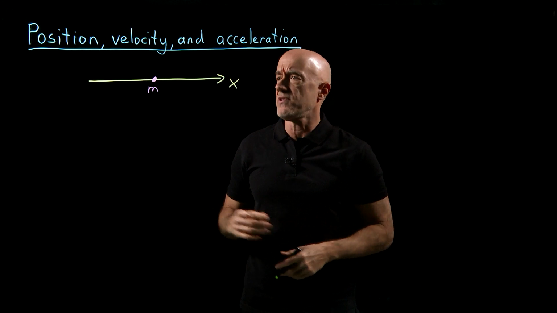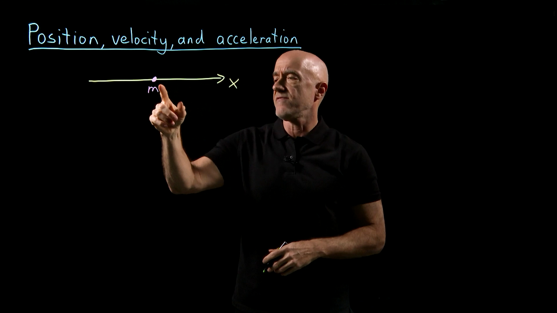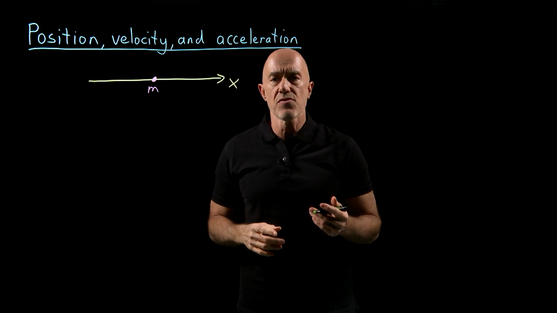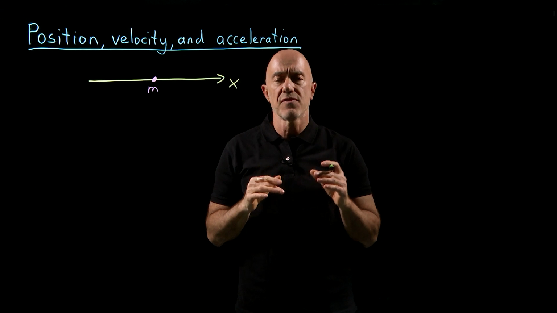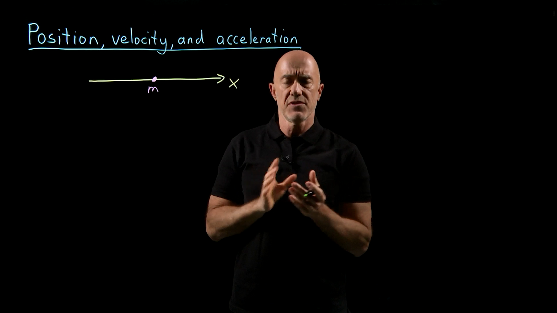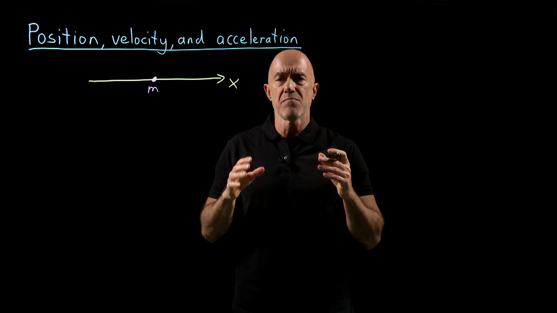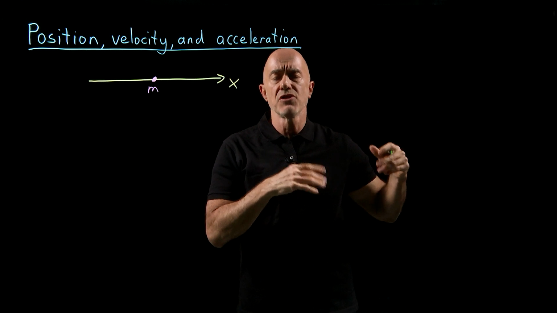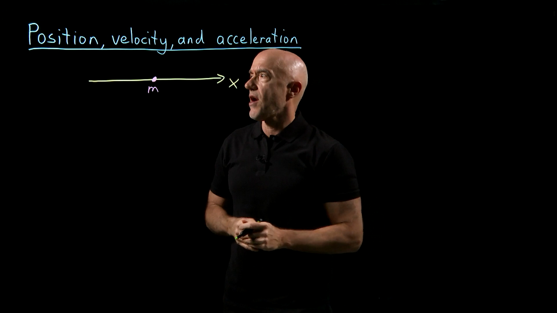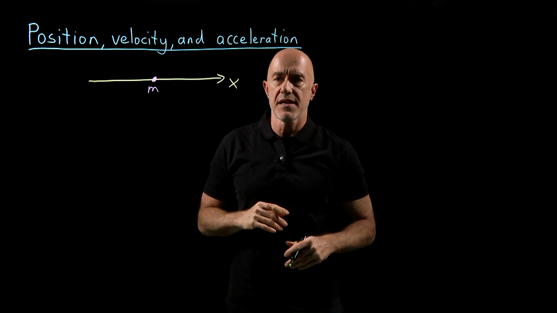So a positive velocity means the mass is moving to the right, and a negative velocity means the mass is moving to the left. The acceleration then is how much the velocity is changing. So a positive acceleration means the velocity is becoming larger and larger on the positive side. Okay, so how do we use calculus to define velocity and acceleration?